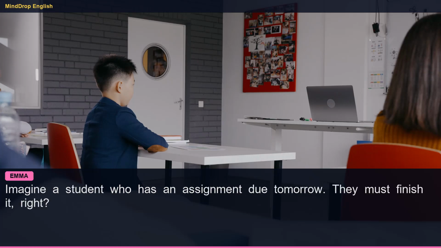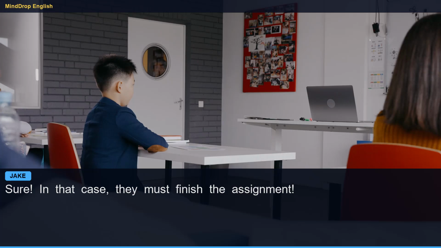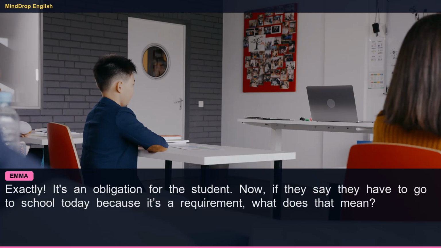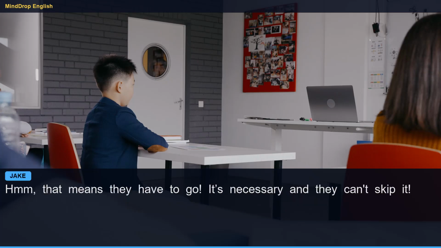Imagine a student who has an assignment due tomorrow. They must finish it, right? Sure. In that case, they must finish the assignment. Exactly. It's an obligation for the student. Now, if they say they have to go to school today because it's a requirement, what does that mean? That means they have to go. It's necessary and they can't skip it.